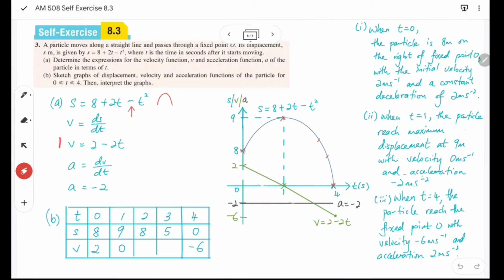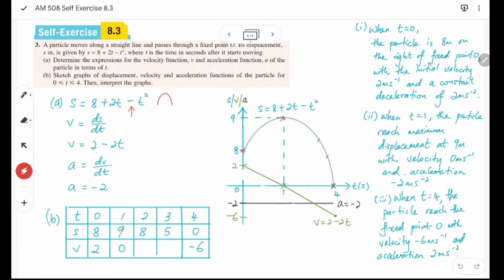And second, we need V. So V equals 2 minus 2t. This is a linear function. Therefore, we need only 2 points to sketch the straight line. So we choose when t equals 0, substitute in. So V equals 2 minus 0, which is 2. And then when t equals 4, we have 2 minus 2 times 4, which is negative 6. And since this is a straight line, it will pass through the t-intercept. We find that when V equals 0, t equals 1.